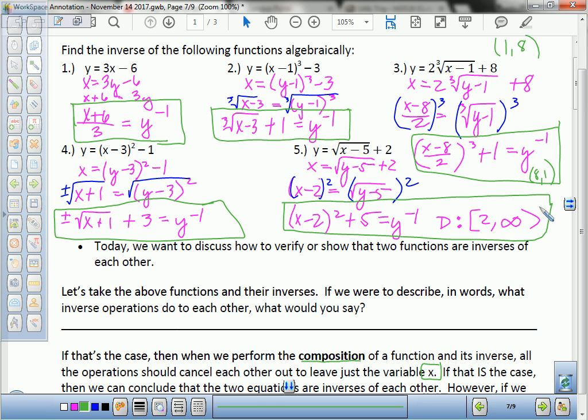Yes, ma'am? Should it be plus 3 in number 2, or is it minus 3? Number 2 should be plus 3. It does appear that I had an oopsie. Thank you. Nice. Did I miss any others?